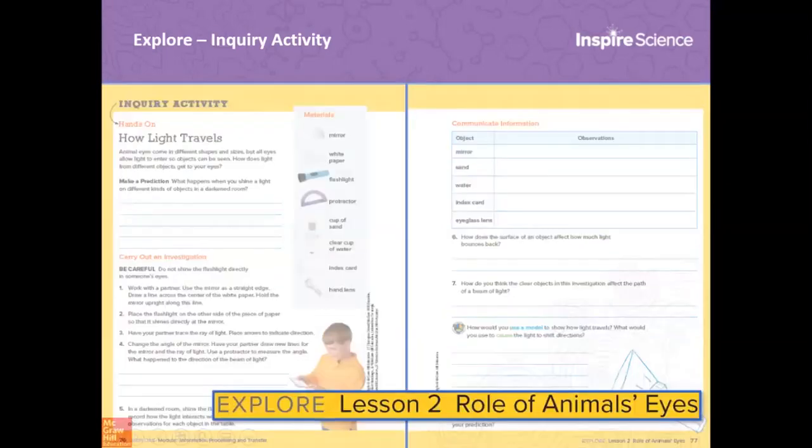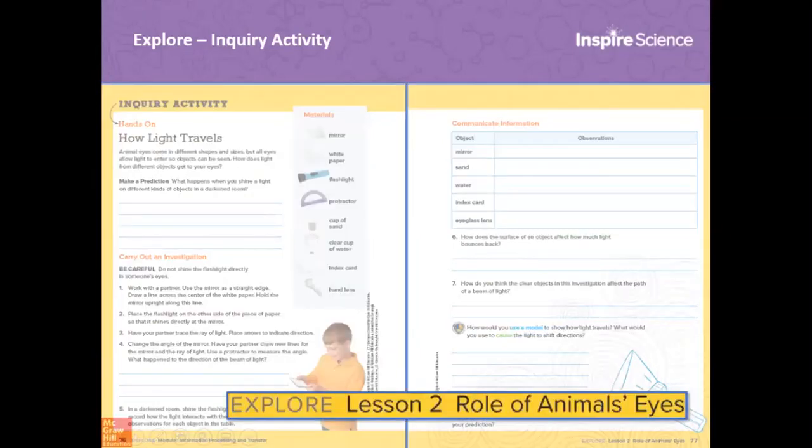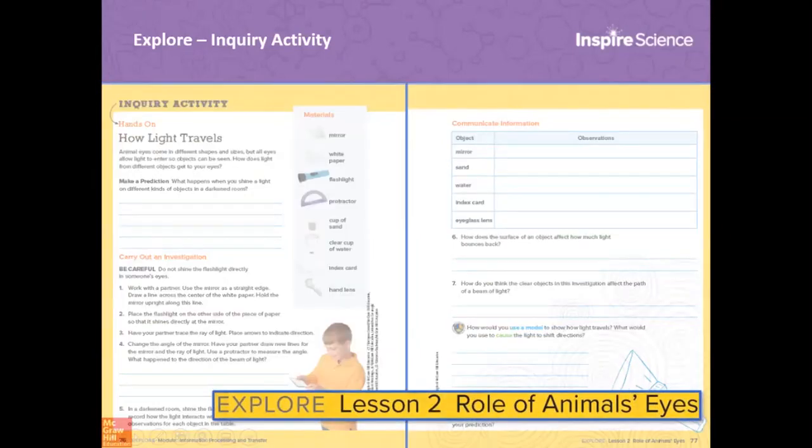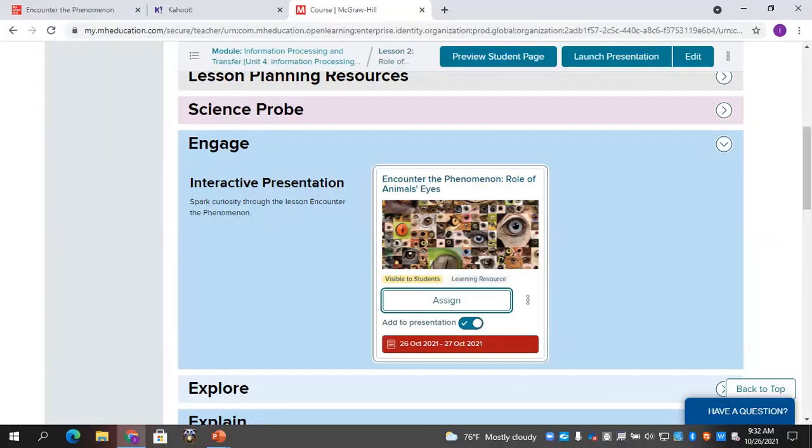And which E you're in will always show up at the bottom of the page if you haven't seen that. So we're going to explore. Always means a hands-on lab activity. They're always going to be outlined yellow. Now, one of the things to consider here, consult the teacher's edition first when doing a lab, then the inquiry preview video, okay? So teacher's edition first.